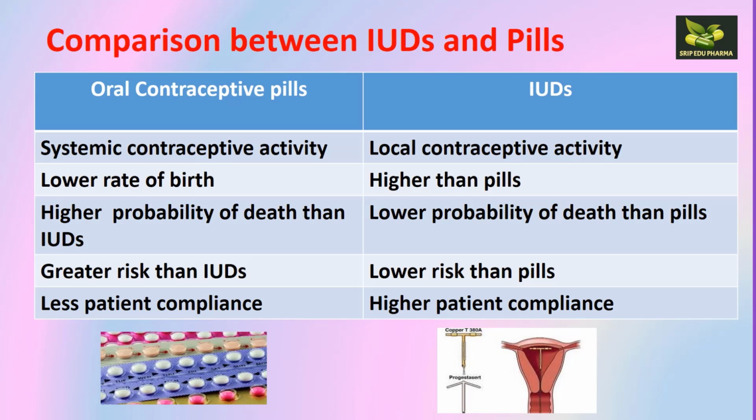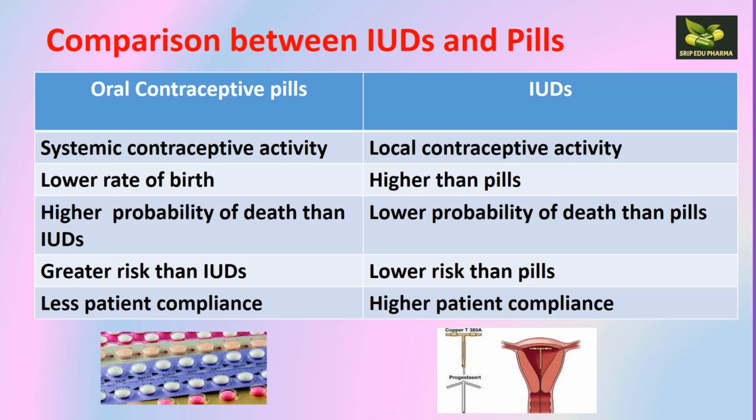As you have seen, there are various types of contraceptive methods, but here we are comparing intrauterine devices with the contraceptive pills because these two methods are mostly used. Oral contraceptive pills have systemic contraceptive activity, where the hormones are taken orally and act as contraceptives. But in IUDs, there is local contraceptive activity, and from the local site the drug is systemically absorbed. In the case of pills, there is a lower rate of birth, but in IUDs there is a higher rate of birth. And the probability of death is higher with contraceptive pills than IUDs. Similarly, in IUDs there is lower probability of death. In oral contraceptive pills there is greater risk, but in IUDs there is less risk.